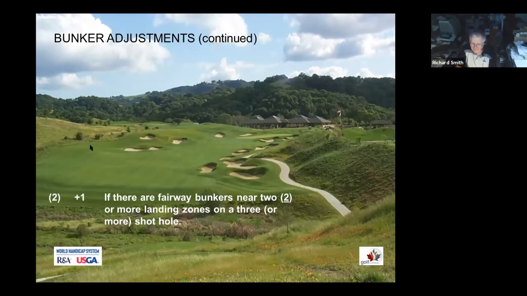More on bunkers here. The two times or more times adjustment: if there are fairway bunkers near two or more landing zones on a three or more shot hole. So you'd maybe be down there off the tee, then you're up here on a second shot, and there's bunkers nearby. In both cases, you'd get this plus-one adjustment.